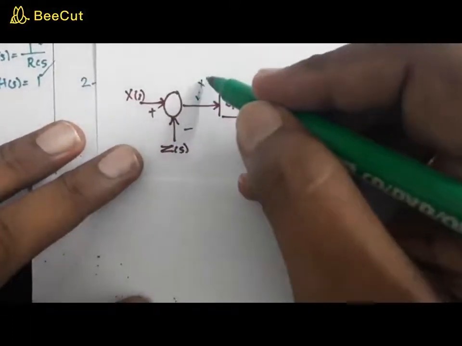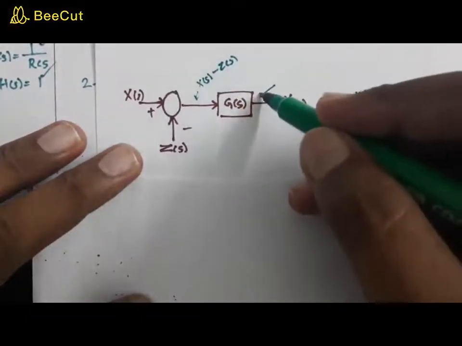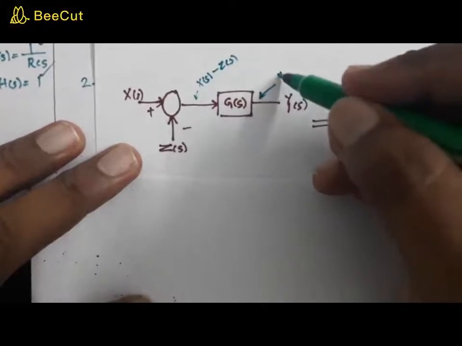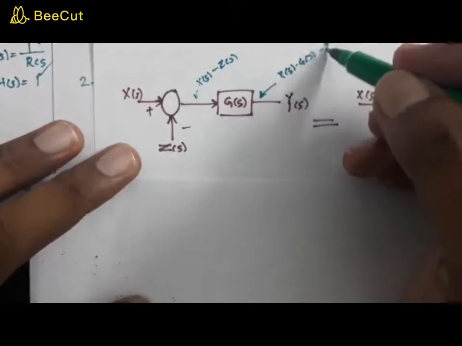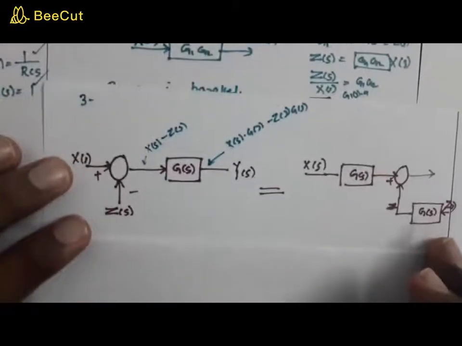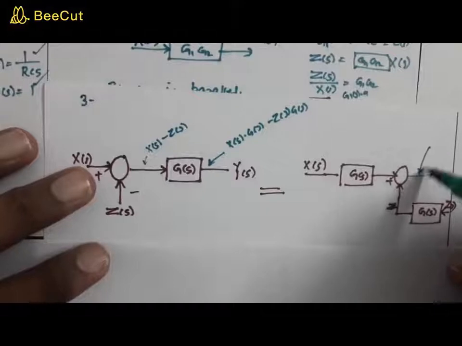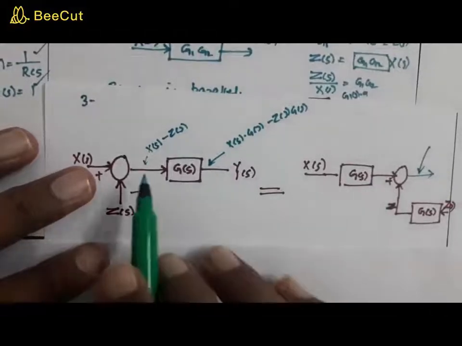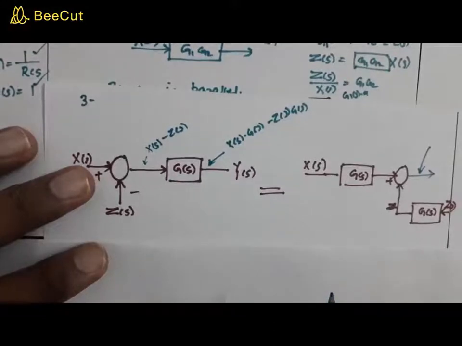This is X of S minus Z of S. Now what will happen when it comes over here? This will be X of S into G of S minus Z of S into G of S. Okay. Now what I want to get is the same output here even if I change the summing point. Now let us see, will I be getting that?